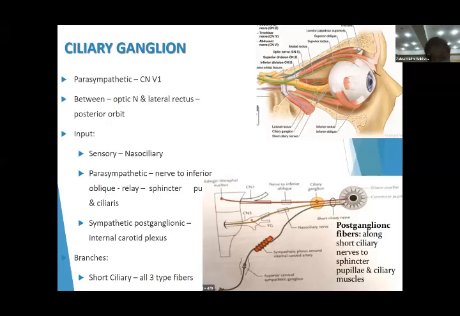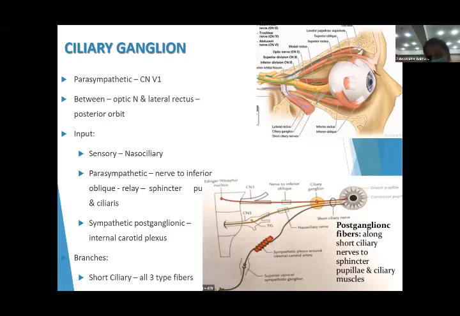उनका एक motor input होता है incoming fibers में, parasympathetic input होता है, sympathetic input होता है और sensory input होता है. ठीक है? So incoming fibers में you have parasympathetic, you have sympathetic, and you have sensory fibers coming to the ganglion. Out of the 3 types of fibers, अभी ये चूंकि parasympathetic ganglion है, so only the parasympathetic fibers coming to this ganglion will relay in the ganglion.